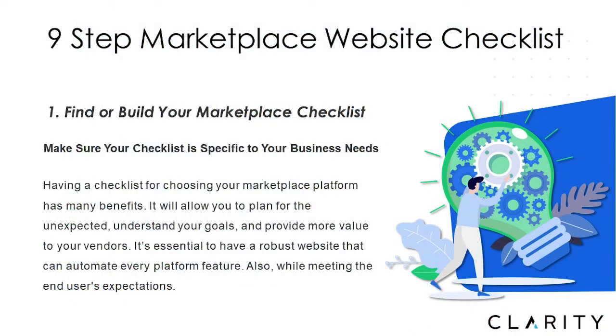The first one is a checklist, right? Find and build your checklist. At Clarity, we've manufactured quite a few white papers. We've put together some checklists. I just finished one a couple weeks ago for an auction marketplace. We've done them for integrated e-commerce marketplaces. So what you want to do is find a good checklist or put your checklist together.